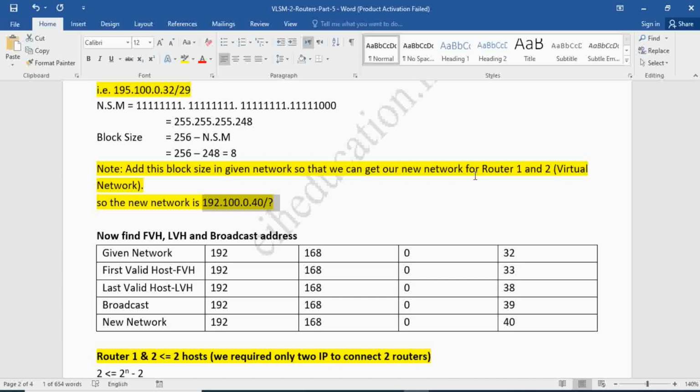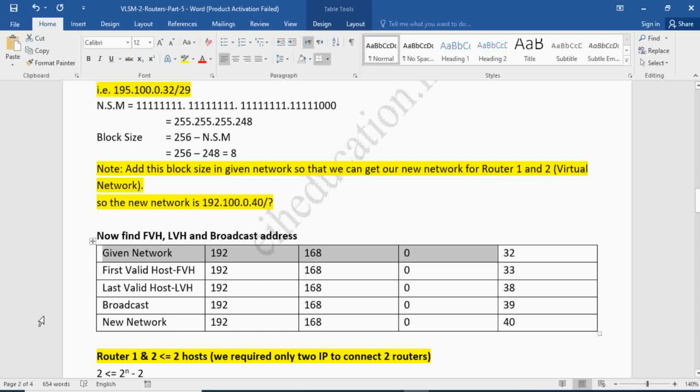Now is the time to solve questions 4 and 5 together. Make a table like this. Given network: 192.168.0.32. First valid host, FVH: 192.168.0.33. Last valid host, LVH: 192.168.0.38. Broadcast: 192.168.0.39. New network: 192.168.0.40.